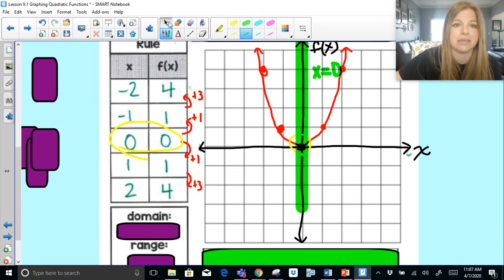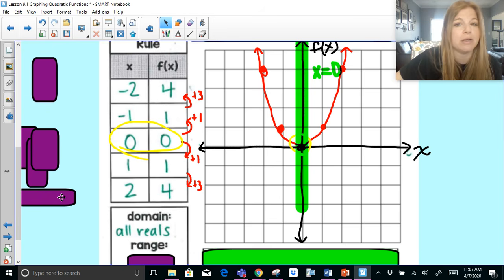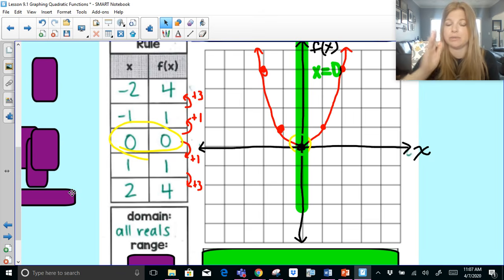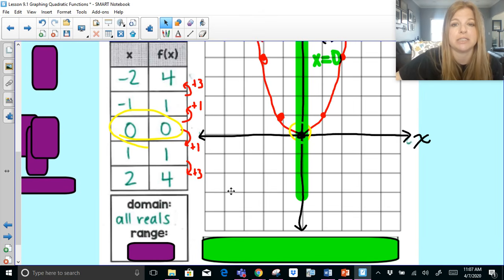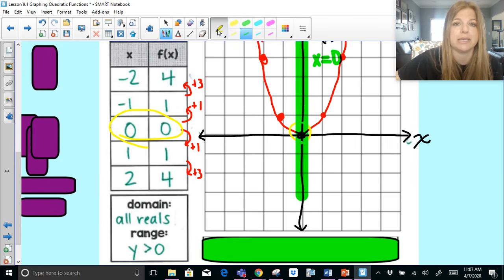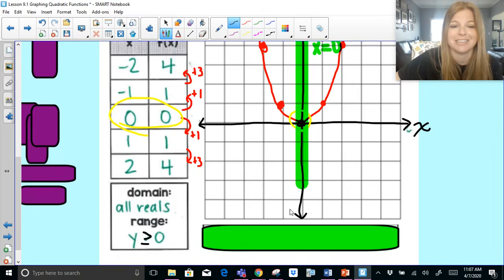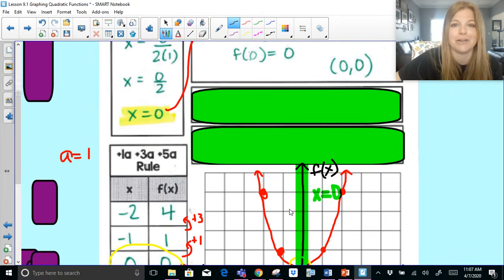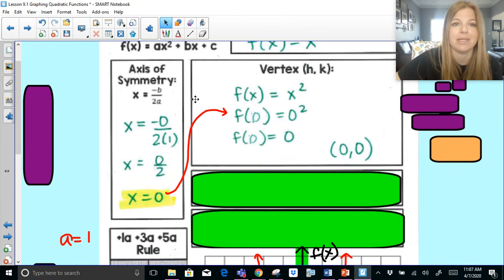And now the domain. Domain is always going to be all reals because eventually this parabola will go through every positive and negative x value, including 0. And now my range. My graph is sitting on where y is 0 and it's everything above it. So my range is y is greater than or equal to 0. It's all the values from 0 and above. Okay, pretty straightforward, pretty good.